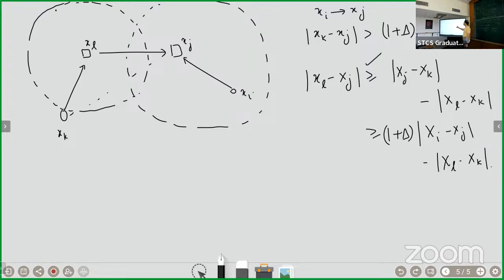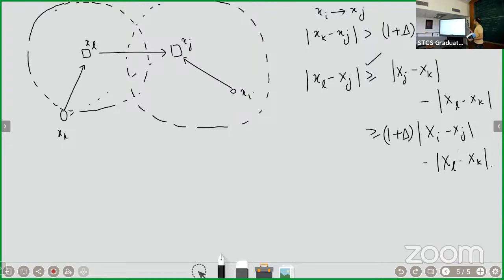So what am I interested in? I'm interested in bounding the distance between two receivers in terms of xi minus xj and xk minus xl. I'm not yet completely done. I want something more. What more can I do?